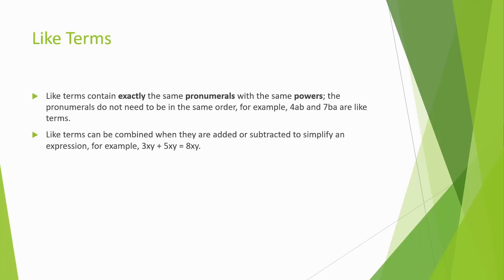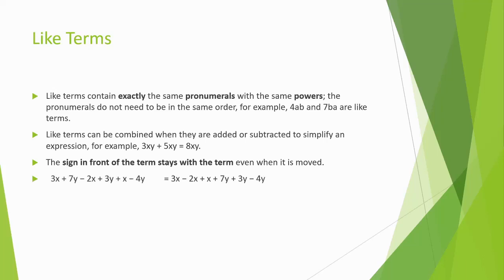In an example here, we have 3xy and 5xy, and when we add them together, we get a total of 8xy. Now it is important to remember that the sign in front of the term stays with the term even when it's moved. So I've got an example here where I've got 3x plus 7y minus 2x plus 3y plus x minus 4y. Now we could go through and try to do this bit by bit, but it might be easier if we rearranged it.